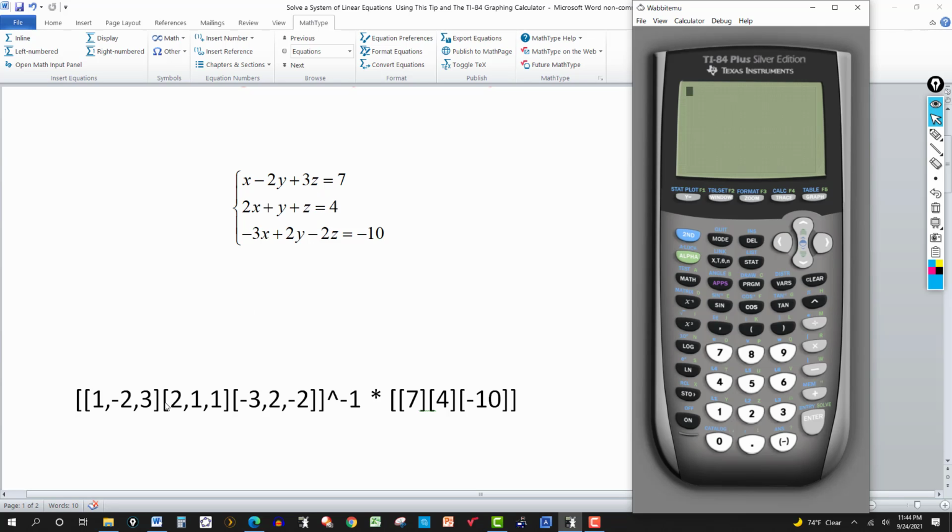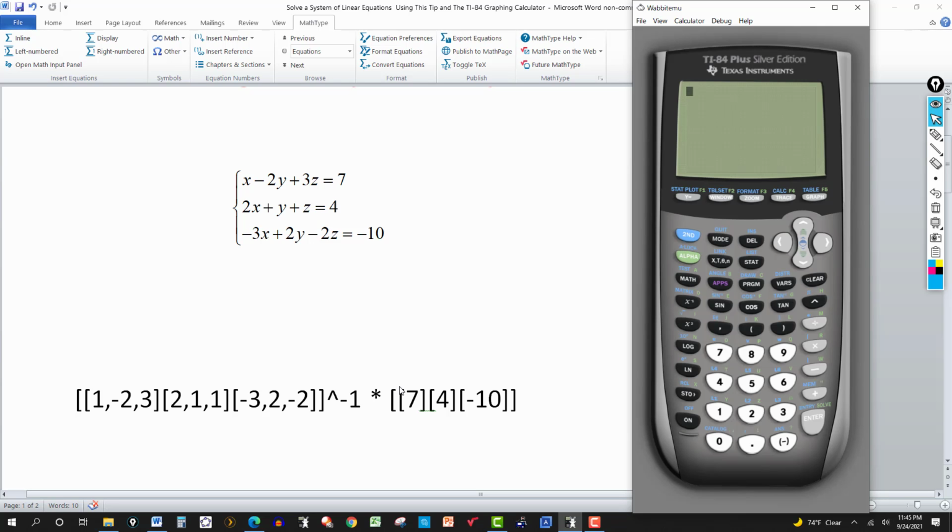And then again, a set of brackets, and then inside the brackets, the coefficients of the variables, the 2, 1, and the 1, right there. And then the next one, finally the third row, coefficients of the variables, -3, 2, -2. And then I'm going to take that to the -1 power. That's what this is. It'll carry it, so this will be taken to -1 power. And then I'm going to multiply that. That's what this is, okay, in case you can't figure that out.